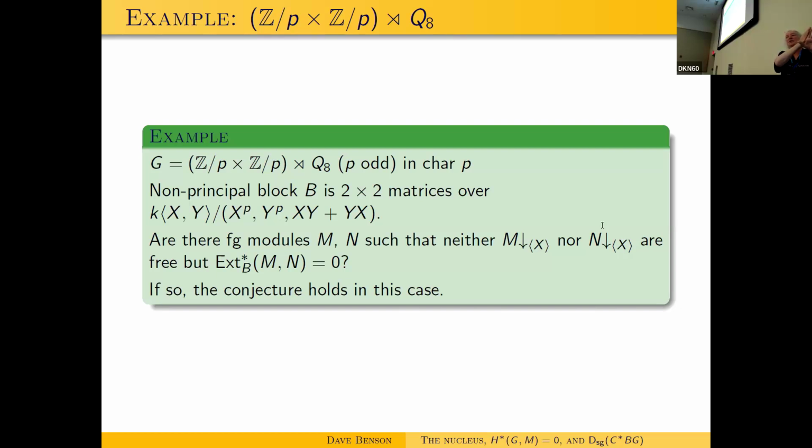And I have no idea whether there are any. I've tried quite hard to produce examples, and I've tried quite hard to prove that it can't happen. So there's a little problem. You can actually just sit and, I mean, just take P equals 3. I still don't know the answer. It's a 9-dimensional algebra. Just play around with modules. Okay, so there's a good question for you.